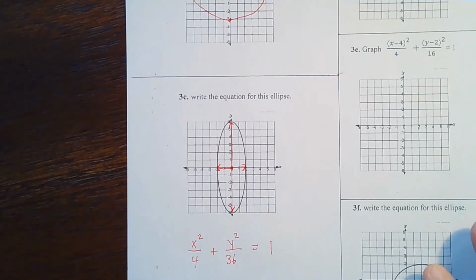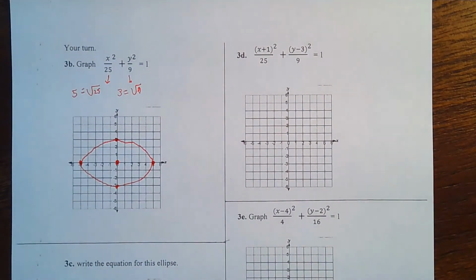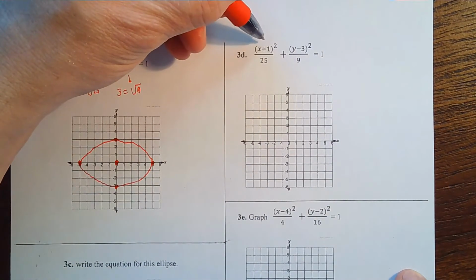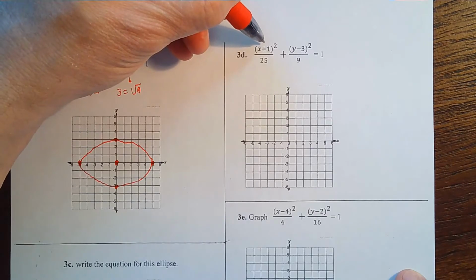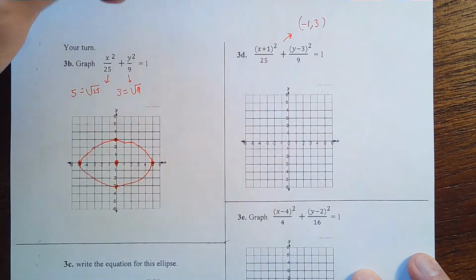Let's go to 3D, and what we're going to do is translate our ellipse. So it's the exact same process that we have been doing so far with the ellipse, except the center is going to be in a different location, and the rules for finding the center are exactly the same as finding the center in the equation for a circle. So looking at 3D, this should look familiar to you if you just look at the numerators, x plus 1 squared plus y minus 3 squared. That's telling us that the center is at -1, 3.